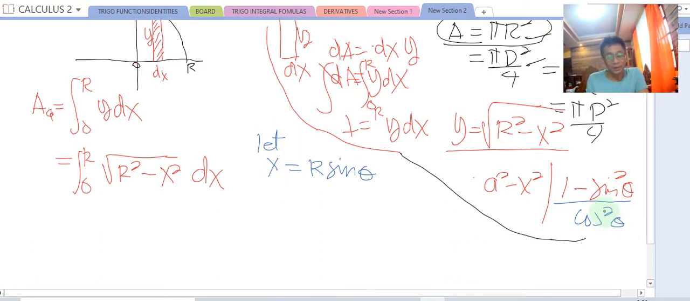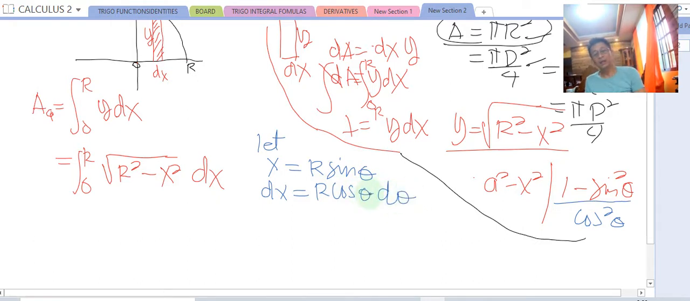So, bakit nga nilagay natin ng r dito? So, of course, we have to solve for the dx. We change this. And kukunin natin, pag i-derive natin ito, dx nito, the derivative of this equation is r cosine theta d theta. Of course, yung limit natin is linya, dapat i-convert natin yan sa angle, no? Kasi nga ito, angle na ito, di ba? Ito yung theta, angle yan. So, dapat itong limit, ma-convert din natin yan para hindi na tayo bumalik dun sa algebraic.